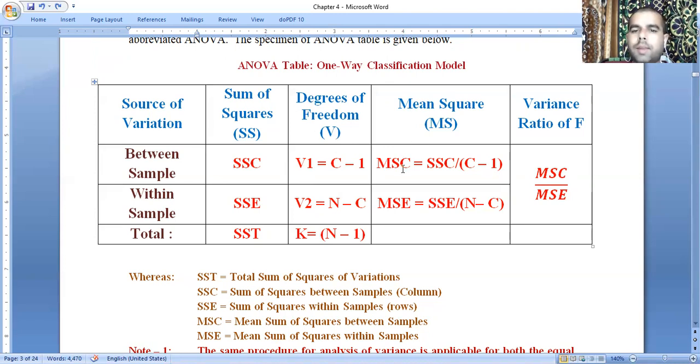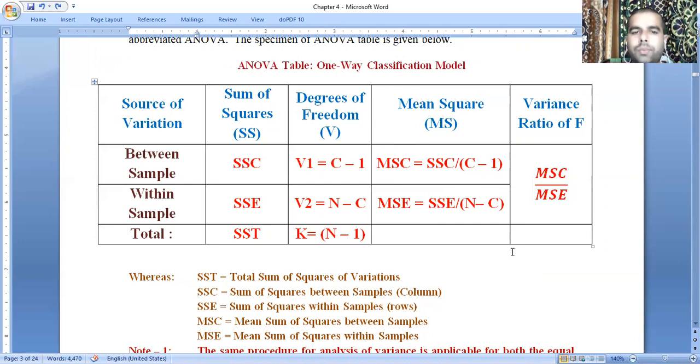Then mean squares. MSC is equal to SSC divided by C minus 1: SSC is the numerator and C minus 1 the denominator, and you will get some value. Then MSE is equal to SSE divided by N minus C. Here the SSE value and the N minus C value are already available, so you will get the MSE value. This MSC value we call the variance between the samples, and the MSE value we call the variance within the samples. Finally, MSC is divided by MSE, and you will get some value.